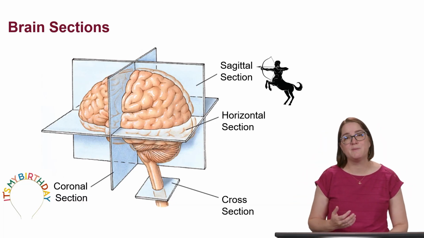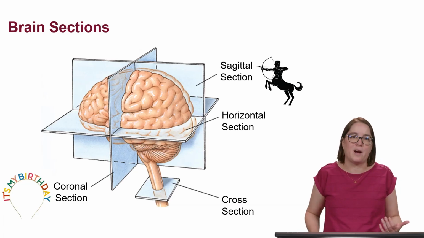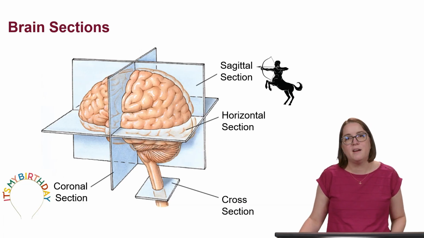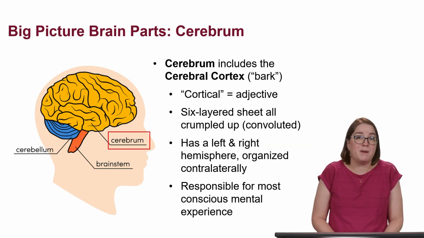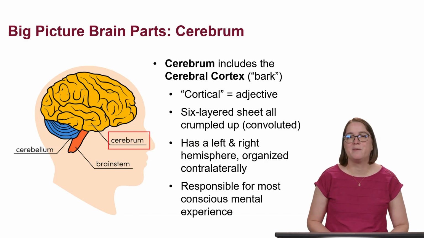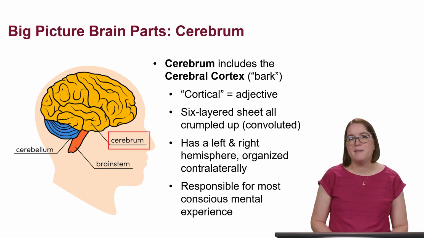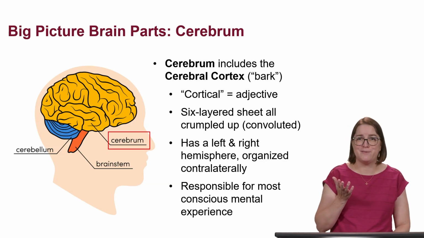When we get down to the spinal cord, the three axes matter a little bit less, so we just call it a cross section. The next thing to talk about are some big picture parts of the brain. This may or may not be familiar. The biggest, most classically brain-like part of the brain is the cerebrum. The adjective is cerebral, which is sometimes used just to mean smart or brainy. You might say, he has a very cerebral sense of humor.